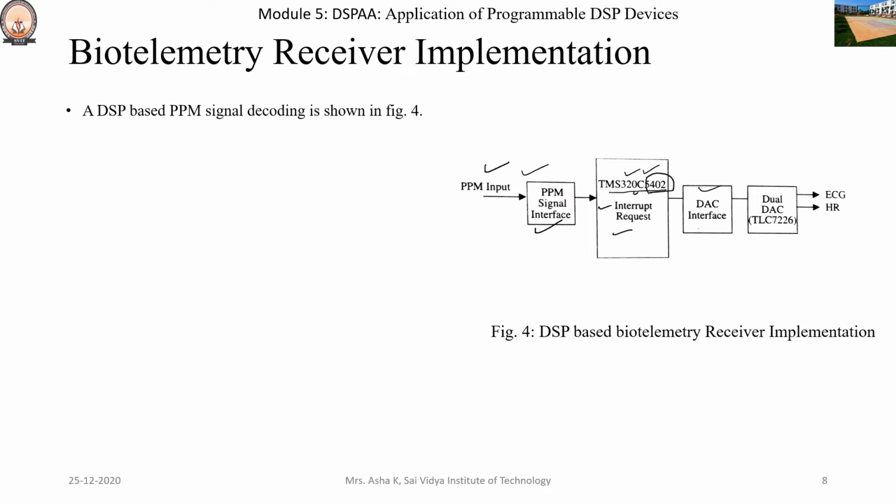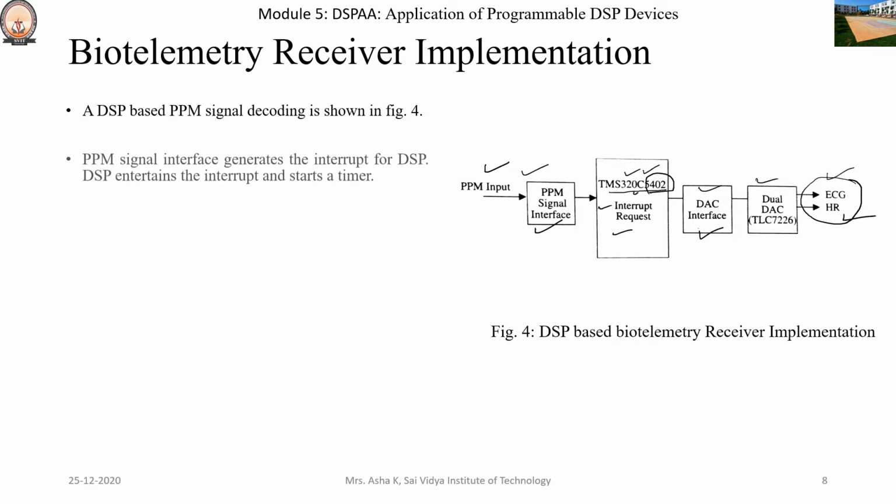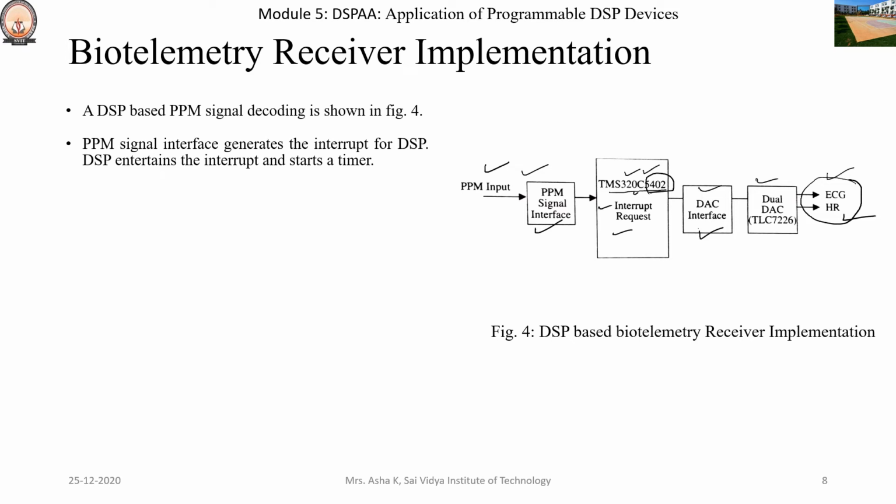We have here a digital to analog interface, and we have a dual DAC, that is TLC7226, to decode the two biomedical signals. One is ECG and another one is heart rate. The PPM signal interface generates the interrupt for the DSP.